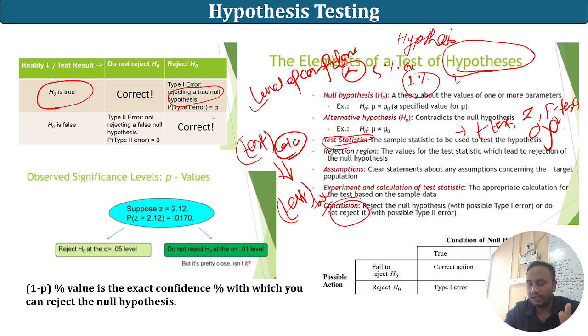Again, the question is how type 1 error and type 2 error are related. If the chance of type 2 error is more, then the chance of type 1 error will be less. So it means type 1 error is inversely proportional.